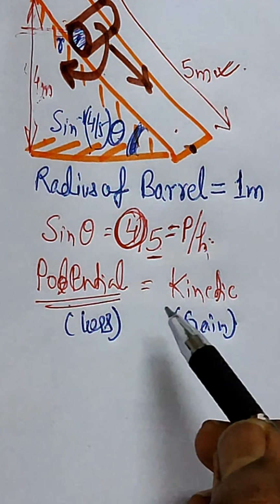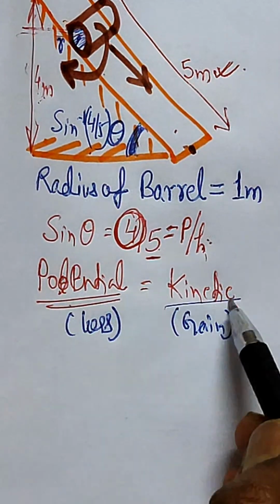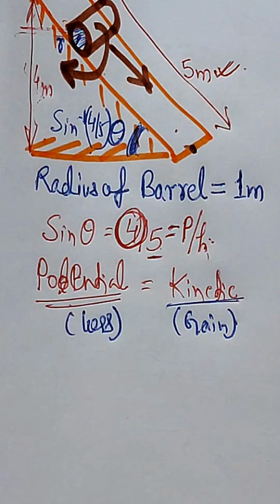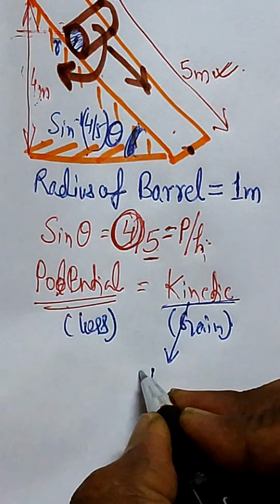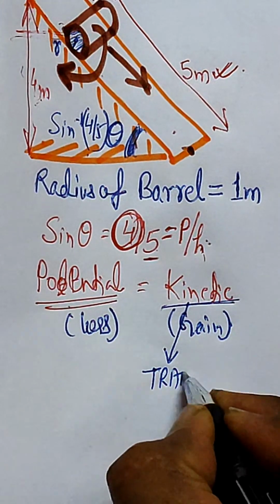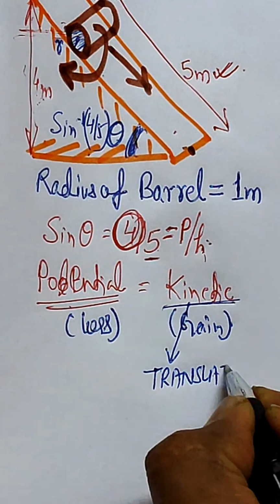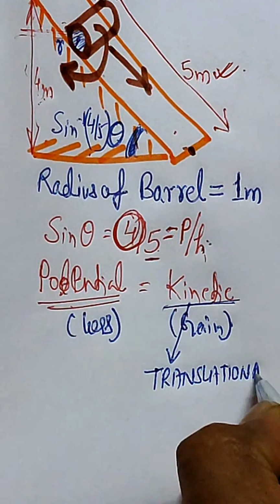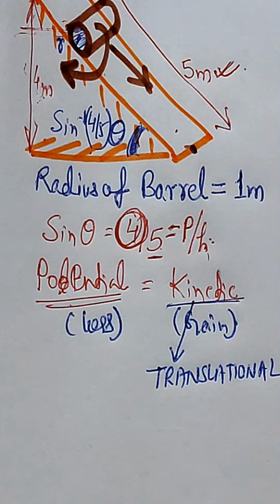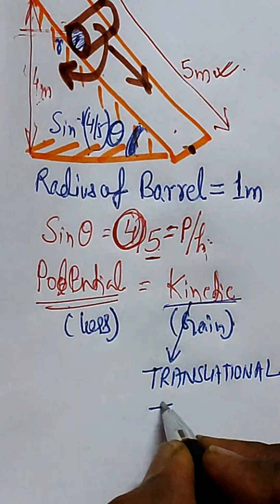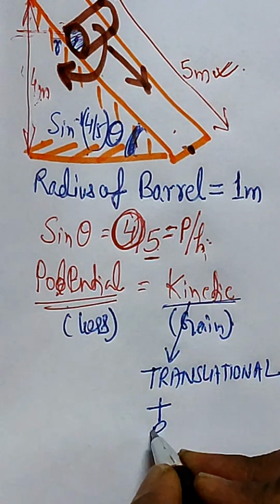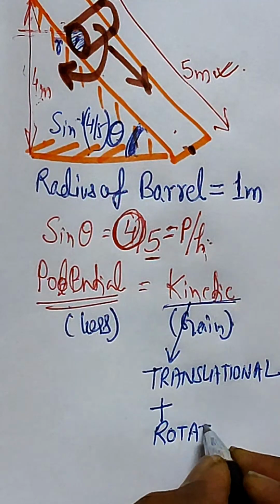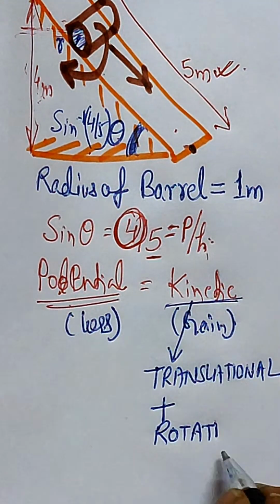So I'm mentioning here it's loss and here it's gain, right? Now the kinetic energy over here is of two types, right? What's that? One is translational, which we generally know as half mv square, and another is what? Tell me. Rotational. Yes. Why is rotational kinetic energy coming over here?